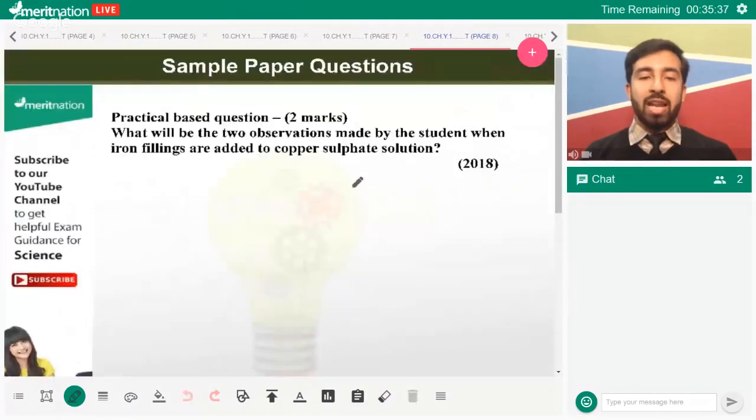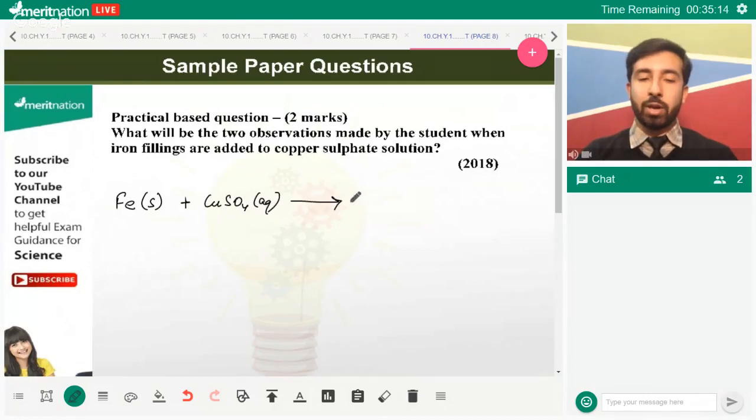Let's move on to the next question, which was asked in the sample paper issued by CBSE for this year. The question is, what will be two observations made by the student when iron filings are added to copper sulfate solution? Let's first write down the reaction which is taking place. Fe, which is solid, when added to copper sulfate solution, CuSO4, aqueous, gives you FeSO4, which is again aqueous, along with copper, which would be deposited as a solid. We all know that this reaction is an example of a displacement reaction, which is single displacement.